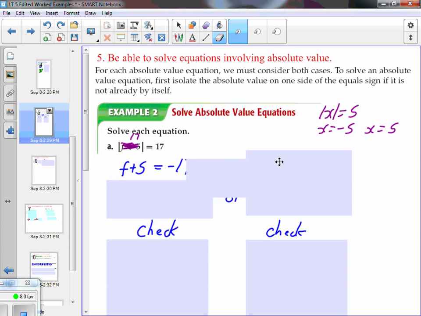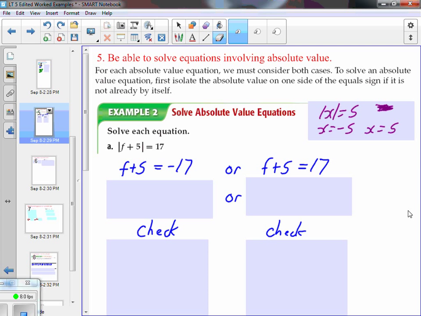That means we can do this. We say that the expression inside the absolute value sign, in this case, f plus 5, equals negative 17, or the expression in the absolute value sign, again, f plus 5, equals 17. Whatever the expression inside the absolute value sign is, it equals negative 17 or it equals 17. If that step makes sense to you, then everything else I'm going to do today will make sense to you. Does it make sense?